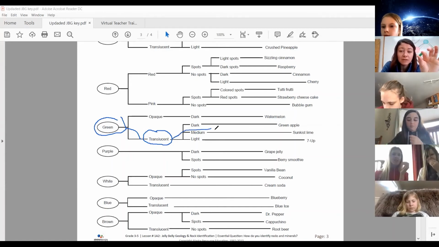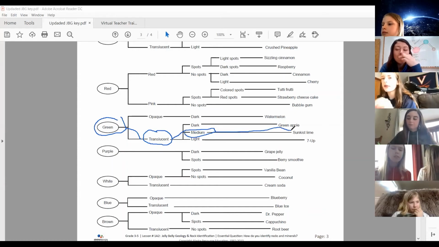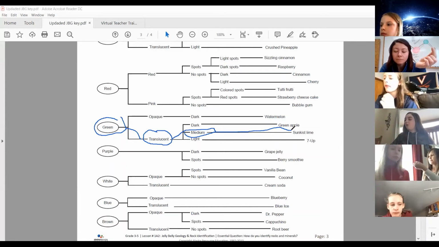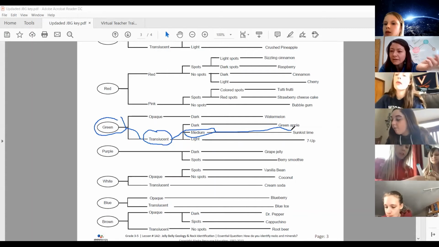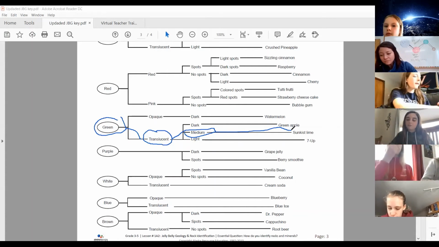So if it's medium, it would be Sunkissed Lime. Yes, I got that. Oh yeah, it is medium. Green apple. It is definitely not 7-Up. Oh yeah, that's pretty limey to me. I think. Ew, I don't like them.